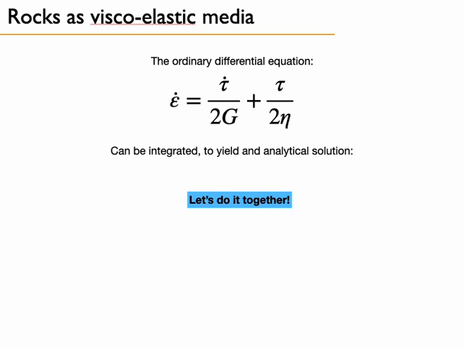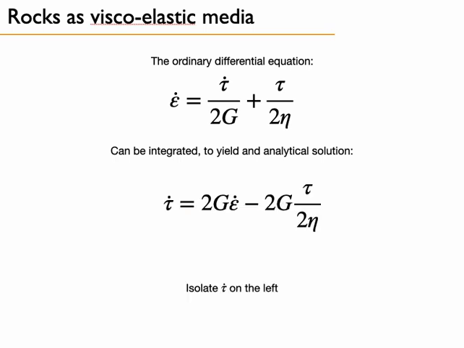So let's go back to this ordinary differential equation, the Maxwell viscoelastic model. We can integrate it to obtain an analytical solution. So let's do it together. What we're going to do first, we're going to take the stress time derivative and isolate it on the left-hand side. So we put tau to the left-hand side, and we end up with this relation here, with stress here and strain rate here.